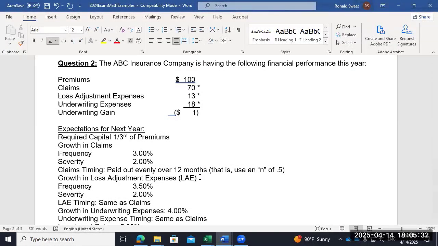All right, some of you aren't moving, so y'all don't know what to do, or you just calculate it out. You've got the frequency and severity. You got the inflation for the expenses. Some of you already done it. Are y'all that fast?